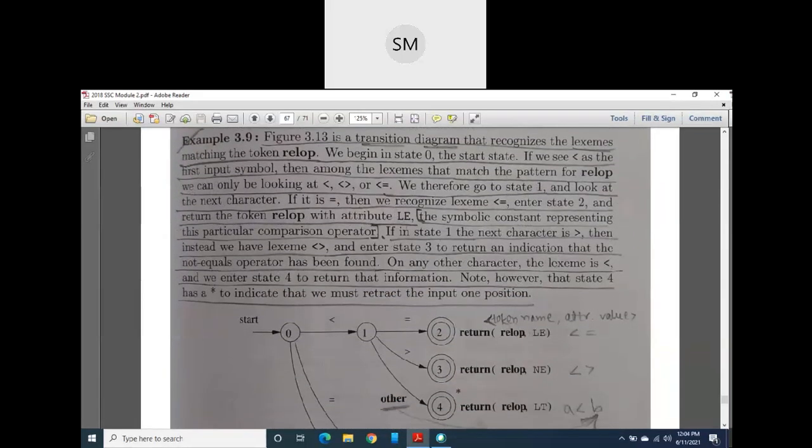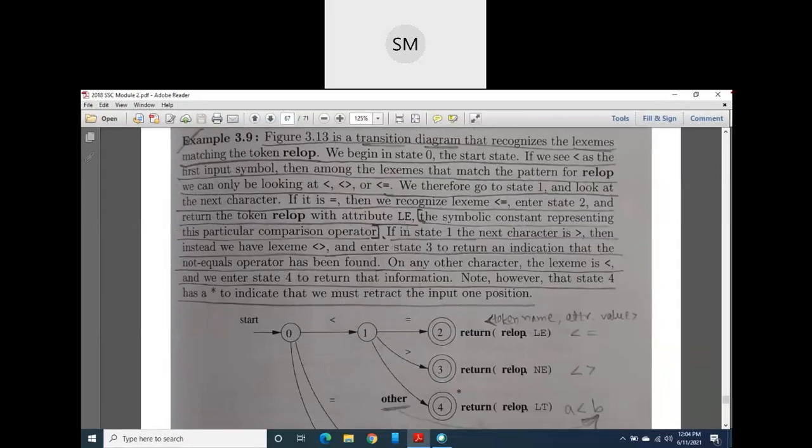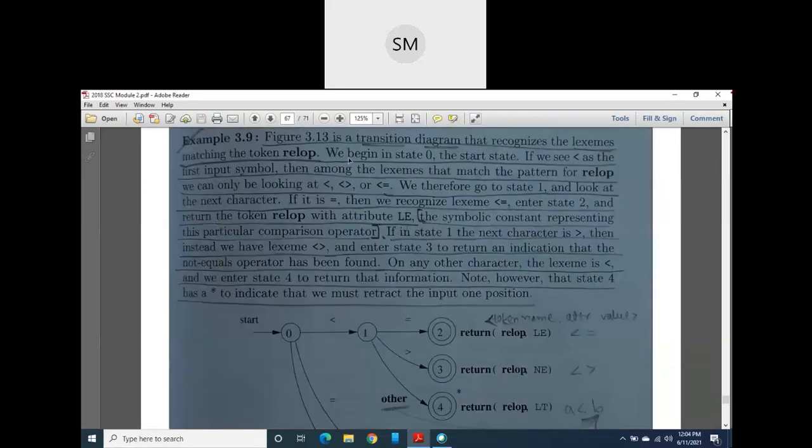This is an example. You may be asked in your exam to draw this transition diagram for relational operator. This transition diagram is used to recognize the lexemes. See the sentence here. What is this transition diagram for? To recognize the lexemes or tokens, and particularly which token? Relational operator.